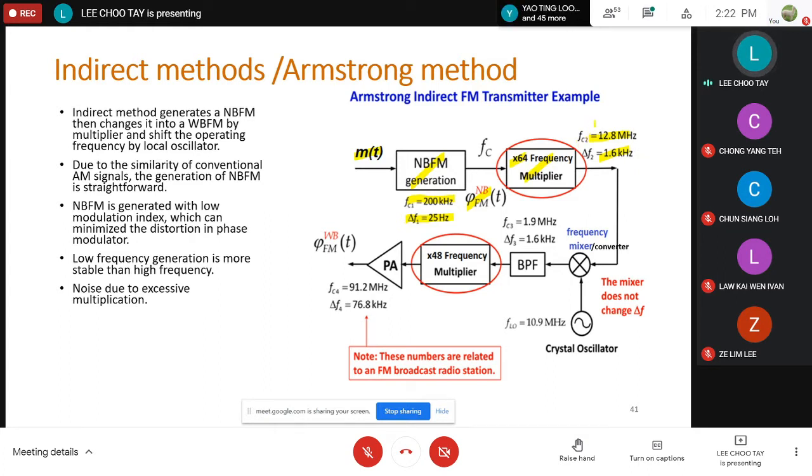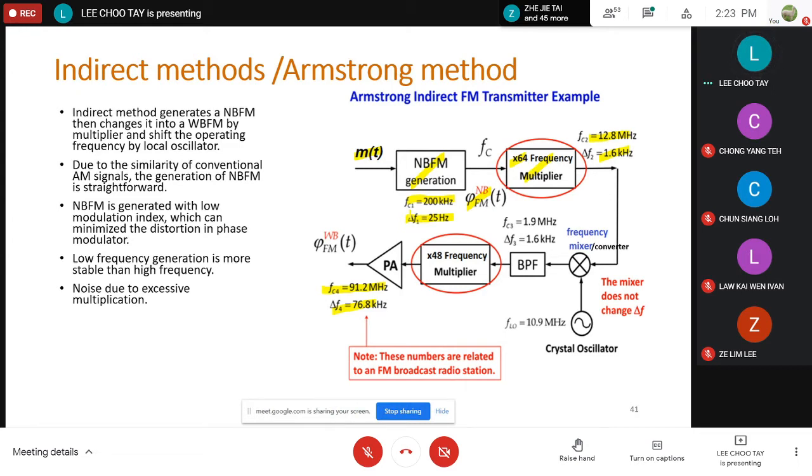Okay, and in a lot of cases, the multiplication factor required for the carrier frequency is not the same as the multiplication factor required on the frequency deviation. All right, because in this case, if you look at the final carrier frequency, which is 91.2 megahertz, and the final frequency deviation, which is 76.8 kilohertz, you look at this, their factors are not the same. All right, so 91.2 meg divided by 200K, what is it?